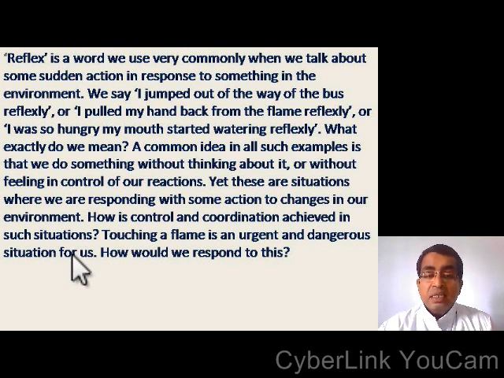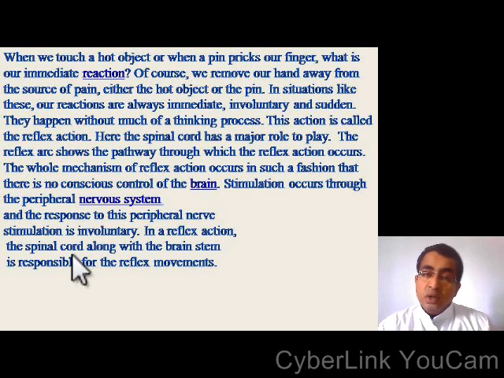Touching a flame is an urgent and dangerous situation for us. How would we respond to this? Let us see. When we touch a hot object or when a pin pricks our finger, what is our immediate reaction? Of course, we remove our hand away from the source of pain, either the hot object or the pin. In situations like this, our reactions are always immediate, involuntary, and sudden. They happen without much of a thinking process. This action is called the reflex action. Here, the spinal cord has a major role to play.